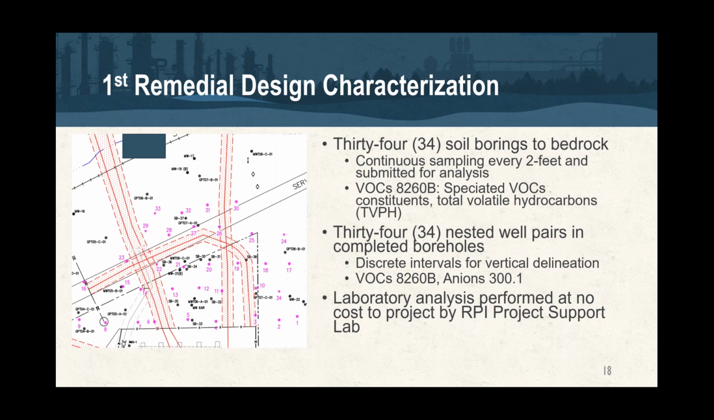And then we also installed 34 nested well pairs in those boreholes, looking at shallow and deep groundwater down to bedrock. And those were analyzed for VOCs, TPH, as well as anions. And all those analyses, like all the projects that we're going to talk about today, were all sent to the RPI Project Support Lab, and the analyses were performed pro bono.